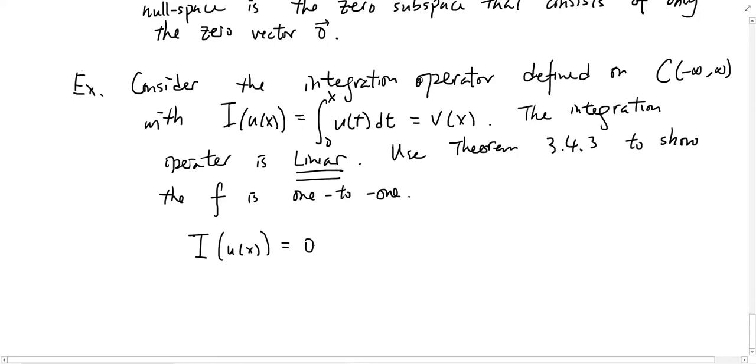And once again, here often students get confused. I'm not talking about the real number 0, but rather the 0 function, which basically means z of x equals 0. Okay. So how does that work? Well, let's find out. If I apply the integrating operator to the function u, that means I have to find the integral from 0 to x of u of t dt would equal the 0 function, which is 0.